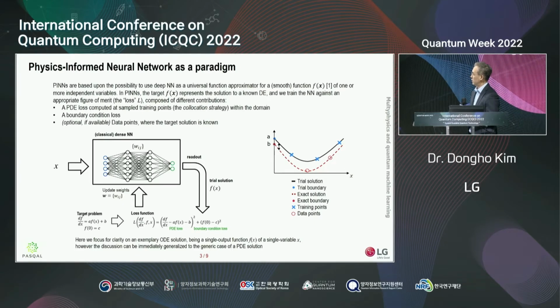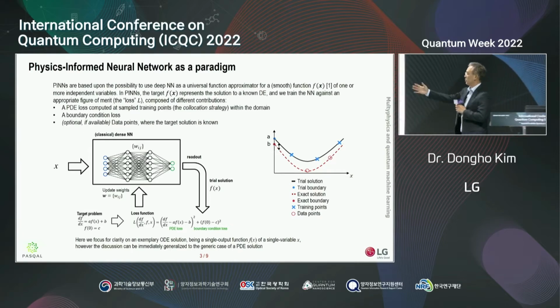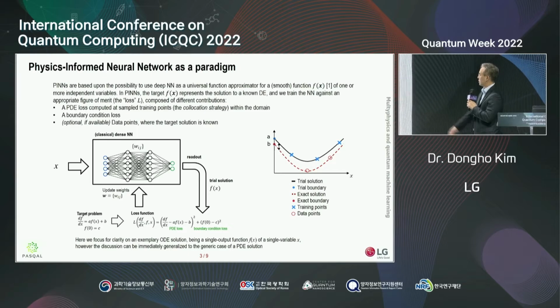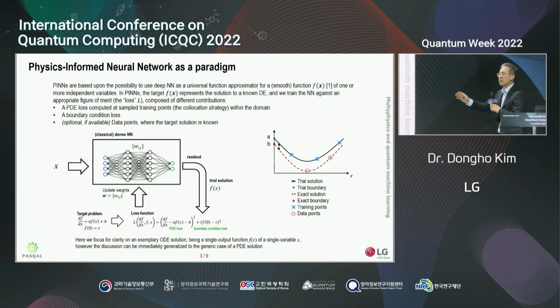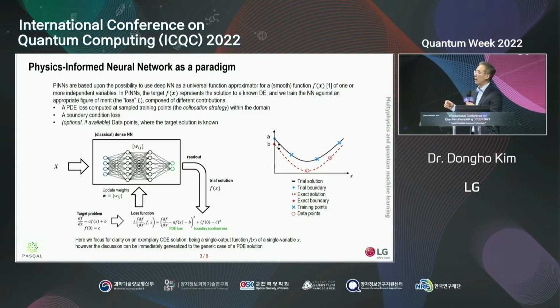As you can see, there is a general network, and there is the trial solution. The most important thing is that we have to build a very clever loss function, because the loss function affects the performance a lot. The loss function comes directly from the differential equation: the differential equation loss and the boundary condition. We can reflect the differential equation directly and the boundary condition directly as well.